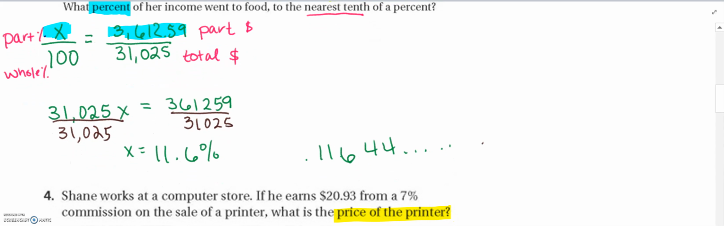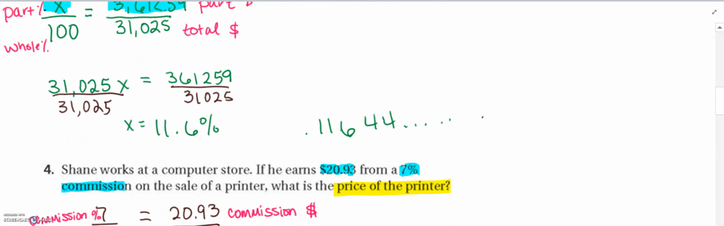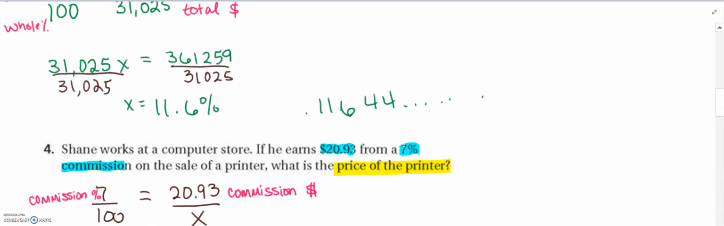Shane works at a computer store. If he earns $20.93 from 7% commission on the sale of a printer, what was the price of the printer? Well, we know the commission percent is 7%, and we know the commission is actually $20.93. So we know the commission percent and the commission, so they should be across from each other, with the percent being over 100. We're looking for the price of the printer.